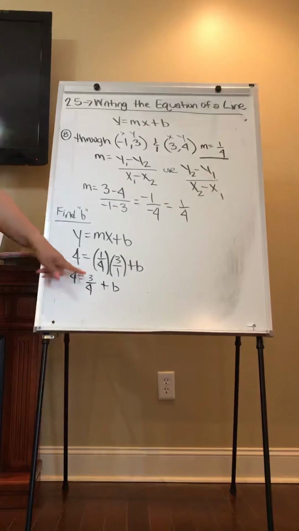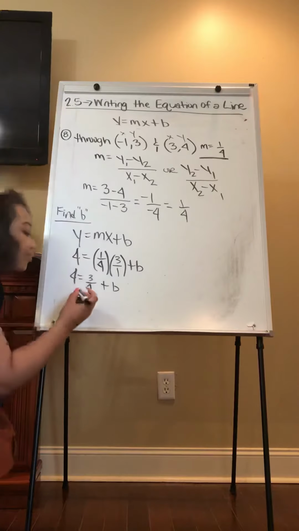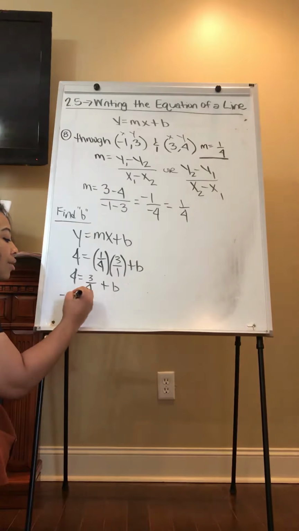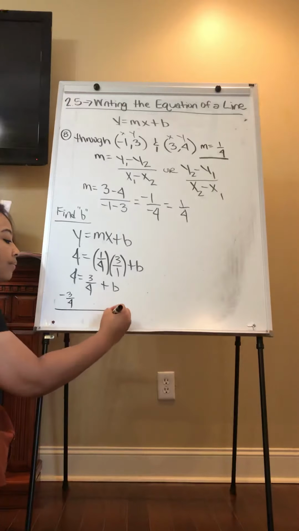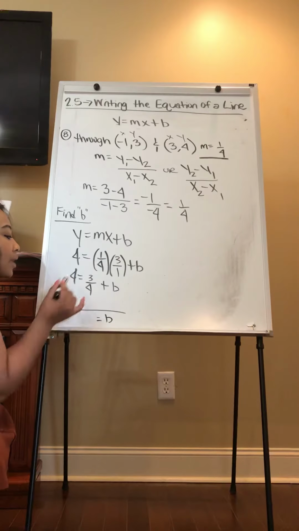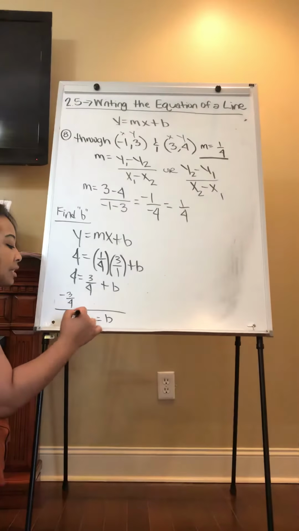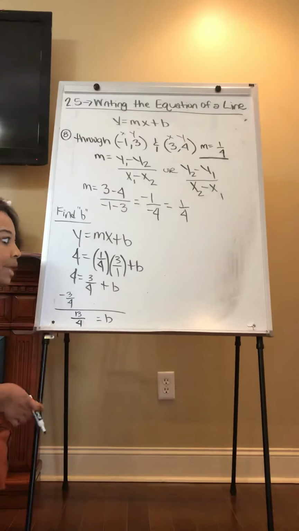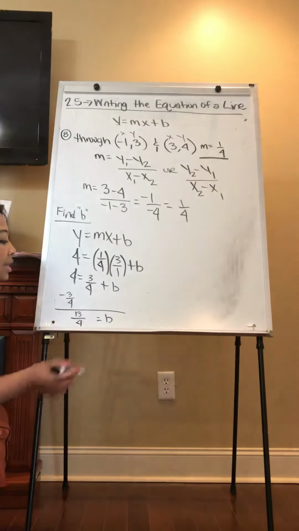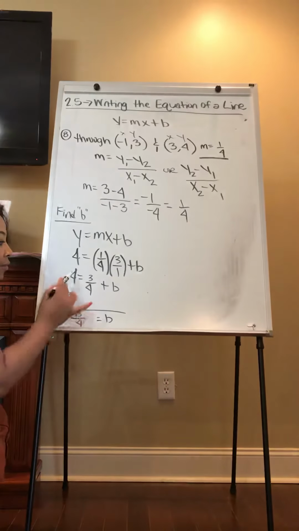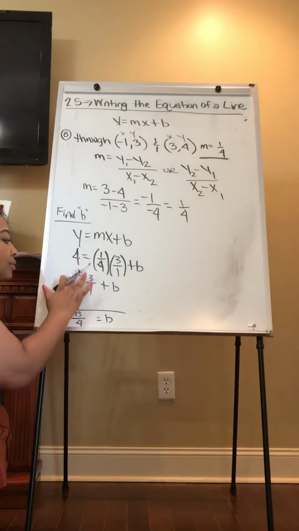And as you see, that fraction does not reduce. So I'm going to subtract 3/4 from 4. And so that would give me 16 minus 3. That would be a 13/4 as my b. Okay? Like I said, you can type that in the calculator. 4 minus 3/4.